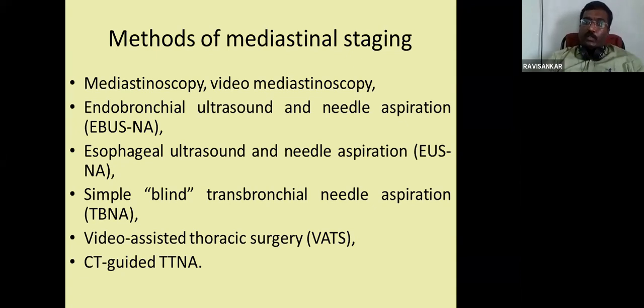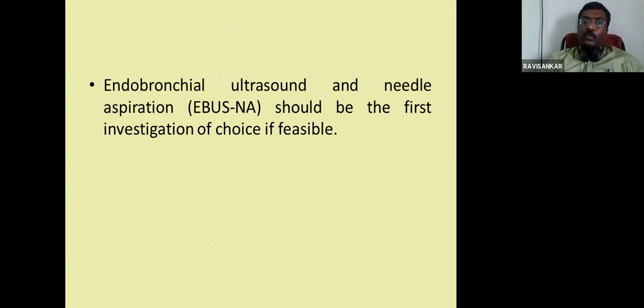Usually, you can do an endoscopic ultrasound, that is through the esophagus, or you can go for the endobronchial ultrasound. You can go for a blind transbronchial needle aspiration, but it depends on the location of the nodes. It's very difficult. Different modalities of mediastinal staging can be used. You can go for the mediastinoscopy, which is commoner. Usually, endobronchial ultrasound with needle aspiration is the first investigation of choice.